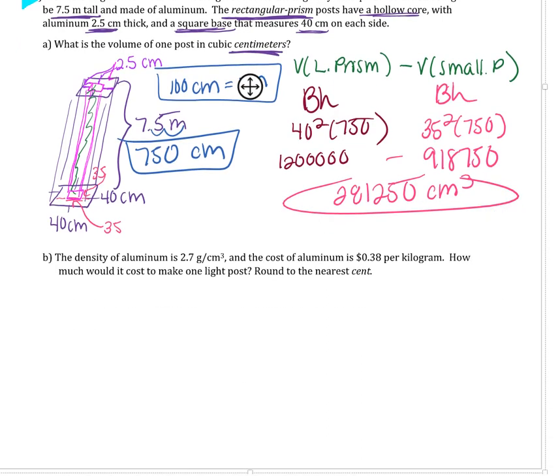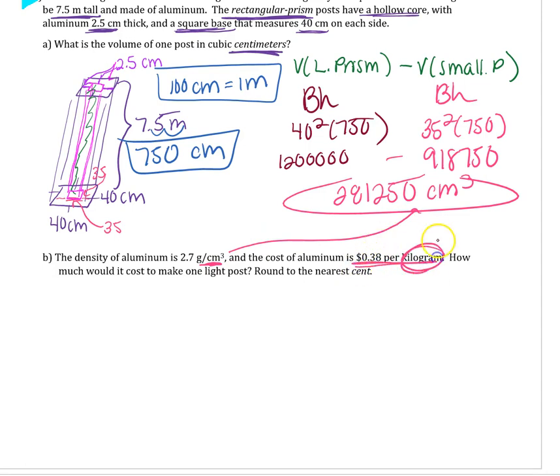Now, the density of aluminum is 2.7 grams per centimeters cubed. Again, this is good. You're already in terms of centimeters. The cost of aluminum is 38 cents per kilogram, so there's going to have to be a conversion in here, because this is grams, this is kilograms, they don't match. How much would it cost to make one light post? Round to the nearest cent.